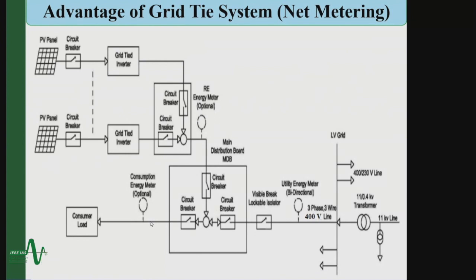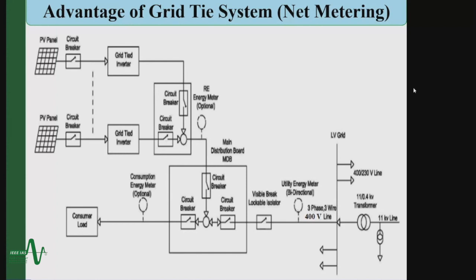Here there are also some optional meters, like an energy meter here, and another renewable energy meter here. They will calculate how much energy is actually being produced by the renewable energy sources, and how much energy you are getting or using. And this bidirectional meter will keep track of how much energy you are feeding to the national grid.